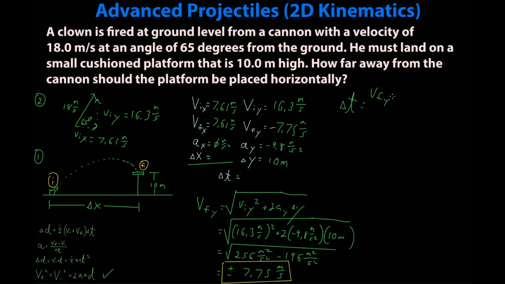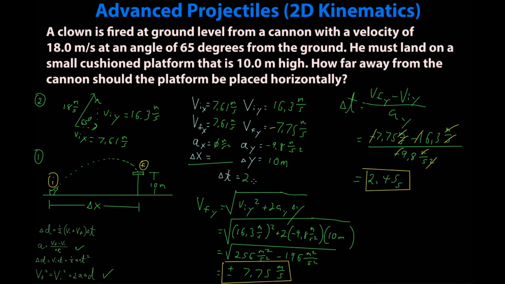Now I can get time. VFY minus VIY over AY. I'm using the second kinematic equation. Negative 7.75 meters per second minus 16.3 meters per second. So if you notice, keeping this as negative is making this time increment larger. Otherwise, these combined would create a smaller number over negative 9.8 meters per second squared. These negatives all cancel. The meters cancel. One of the seconds cancel. I get one of the seconds left, and I get 2.45 seconds in here.